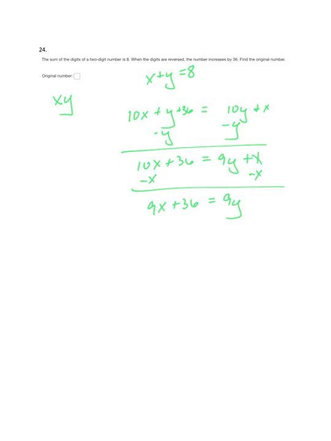Then we can take this original equation up here, x plus y equals 8, and let's solve it for one of the variables. Let's call this y equals negative x plus 8. And we're going to substitute that in for y. So now we have 9x plus 36 equals 9 times negative x plus 8. So you should be able to take it from there and solve for x. Once you have x, solve for y. And remember that our number is xy. So x is the tens digit, y is the ones digit.